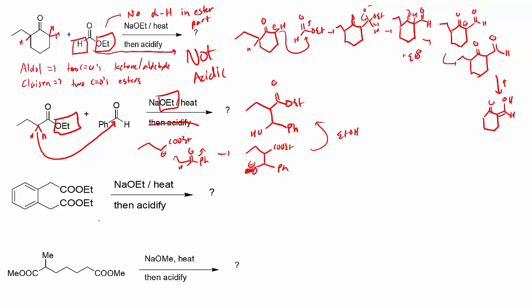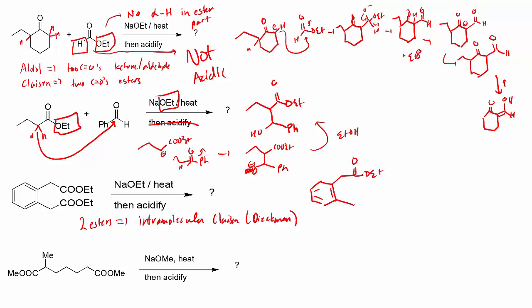All right, what happens here in this next one? There are two esters, but they're part of the same molecule. So this means that we're going to do an intramolecular Claisen, which actually is a totally different name reaction called the Dieckmann condensation. Let's make this one a little bit clearer. All right, so chemists like to draw esters as COOEt so that their molecules don't take up that much space. But let's just go ahead and draw it out.